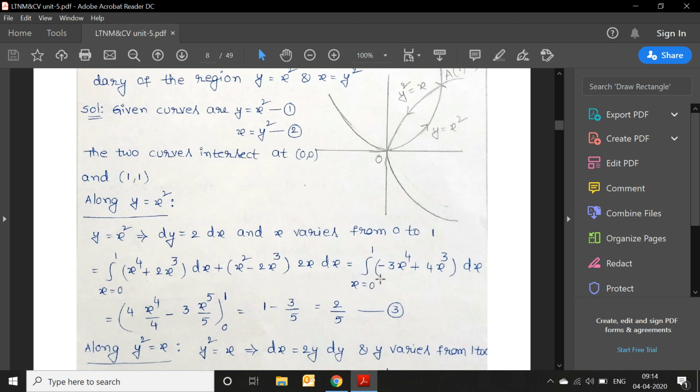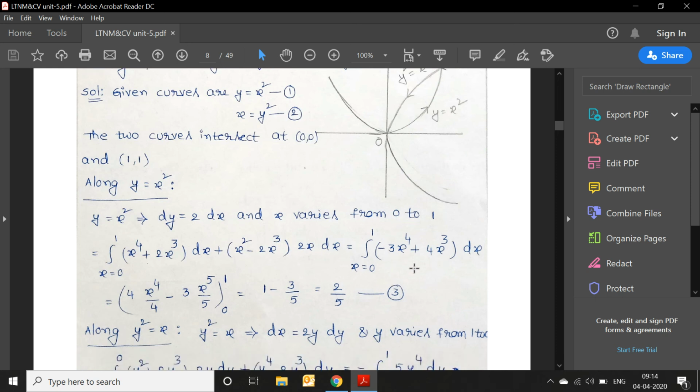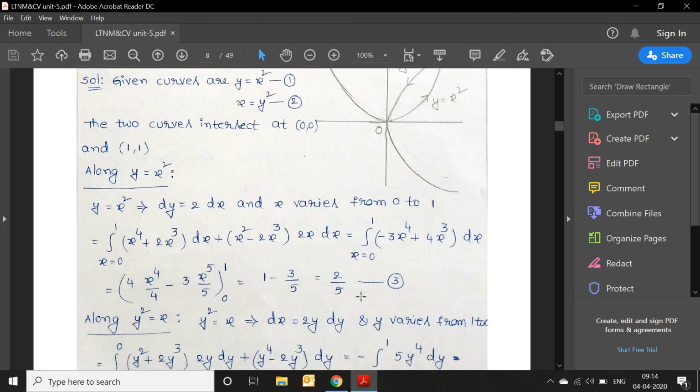Dx is common, we get minus 3x power 4 plus 4x cube. Then integrate that. X power 4 integration is x power 5 by 5, and x cube integration is x power 4 by 4. 4 cancels, and substituting the upper limit, 1 minus 3 by 5 value is 2 by 5.